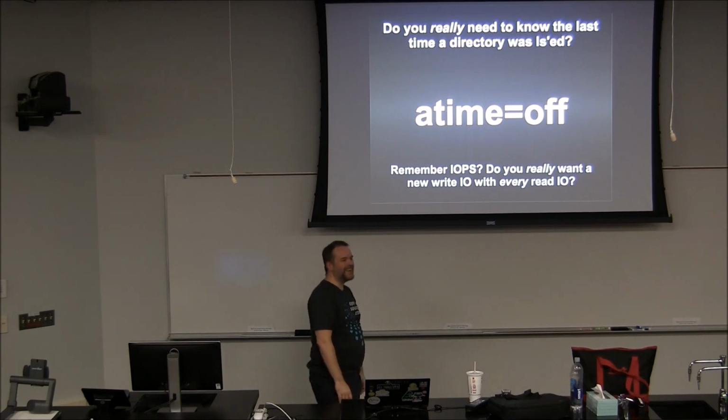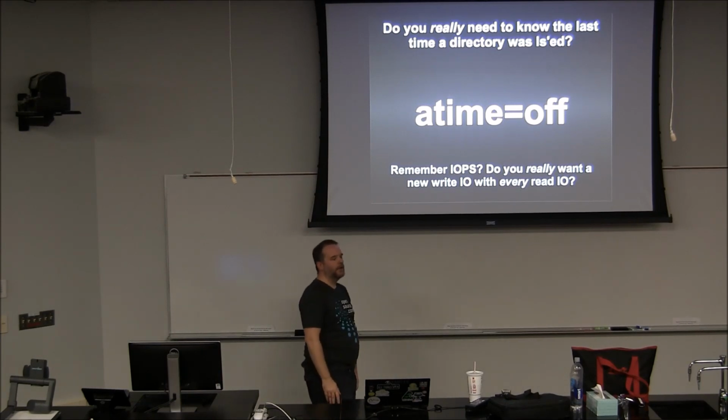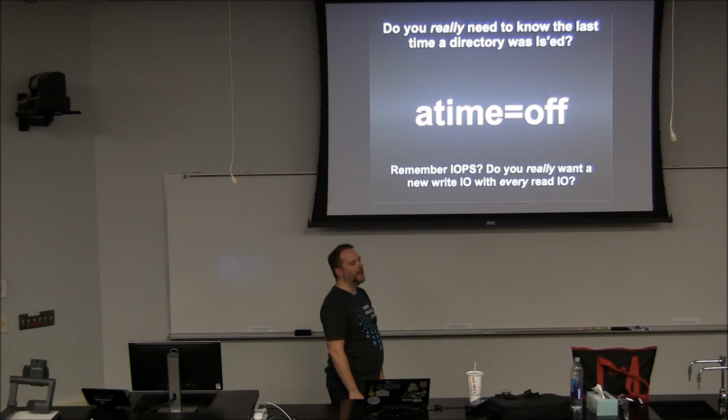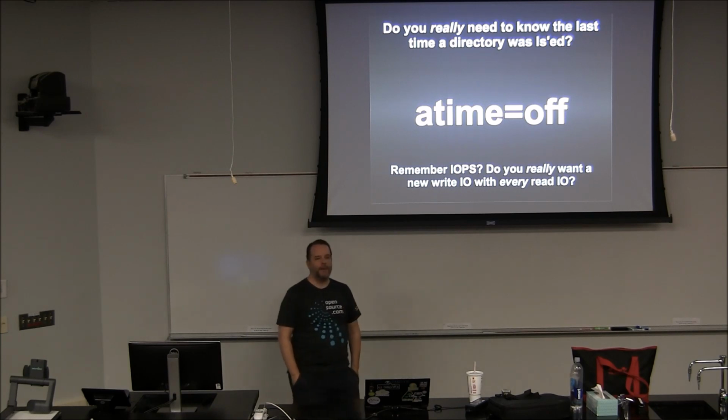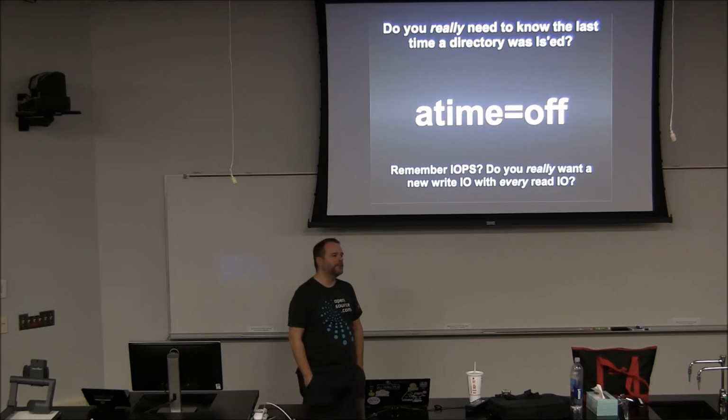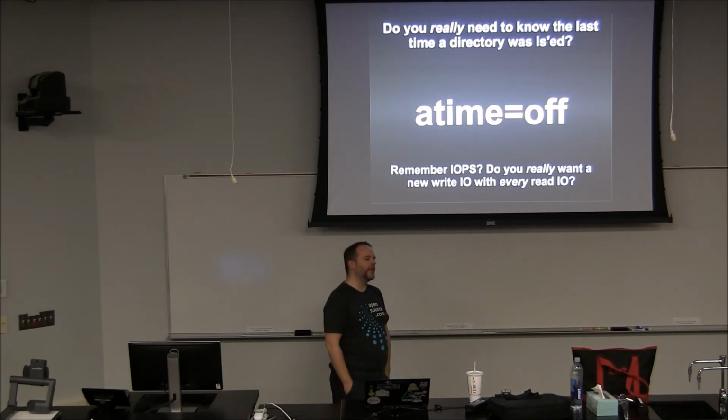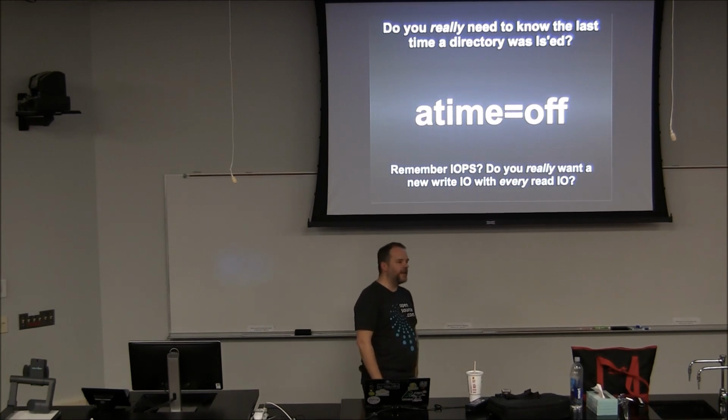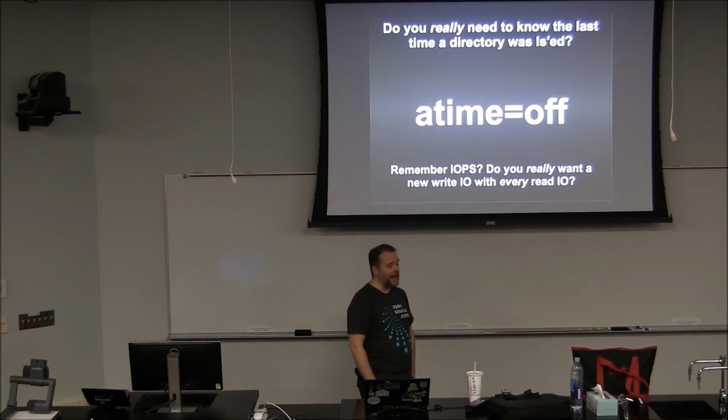atime=off. Set that. Please set that. Atime is access time, and if you leave atime on, then every single time you look at a file, it's going to have to write to the disk to update the time that you last looked at the file. Do not double the IOPS that you're committing to your storage. Set atime=off. Do you really care the last time that you read a file? You don't. So turn that off.